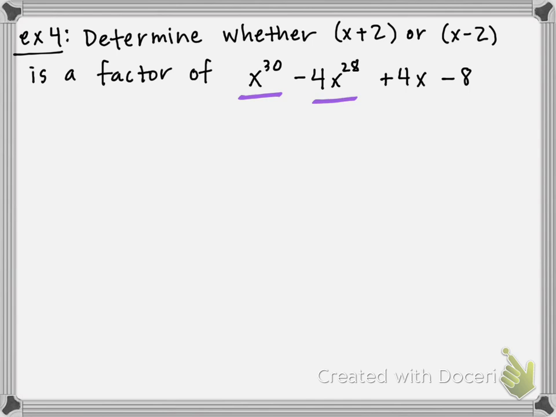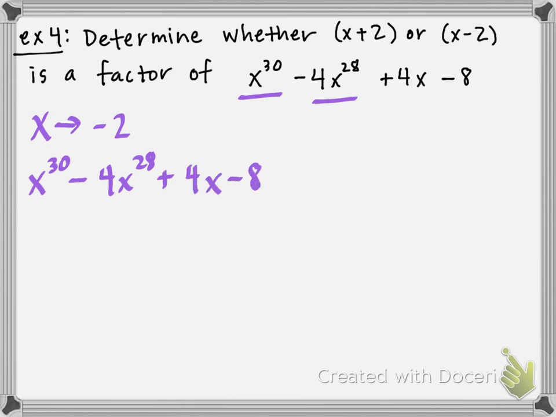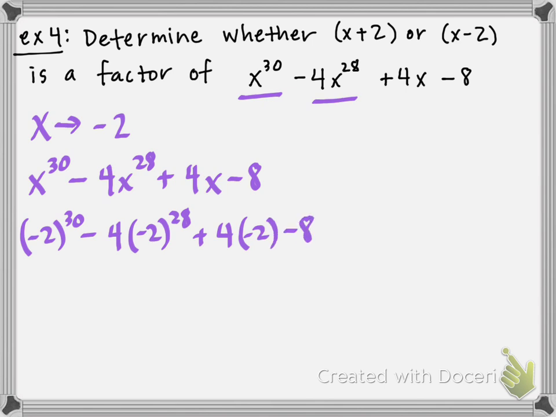So if I were you, I would pause this for a second and I would input the value of x, store -2, and then we're going to evaluate it. You go to your home screen and you then type x to the 30th minus 4x to the 28th plus 4x minus 8. When you do this, your calculator is taking -2 to the 30th power minus 4 times -2 to the 28th power plus 4 times -2 minus 8. When you do this, the calculator is going to produce -16.